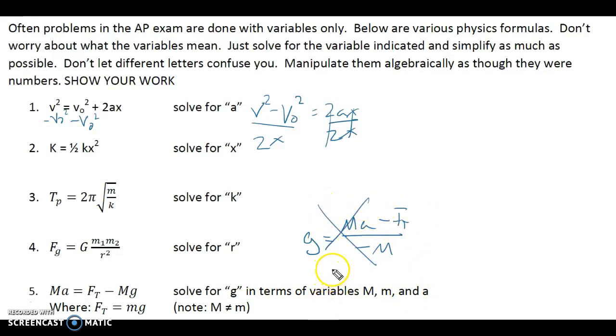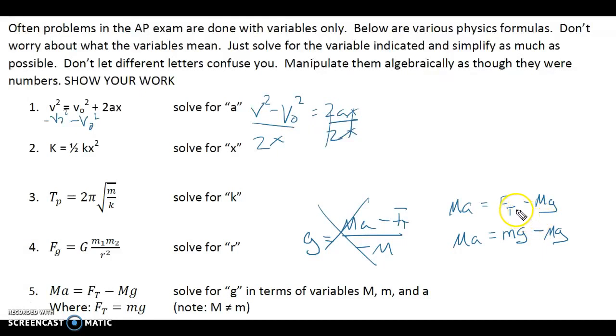So what we have to do, and I recommend doing this right off the bat, is use this secondary equation where we have F sub T is equal to mg. We're going to take this little m, little g, and plug it in right here into our main equation. If we rewrite this, Ma equals F sub T minus Mg, and we plug in little m, little g for F sub T, so we get big M a equals little m little g minus big M g.